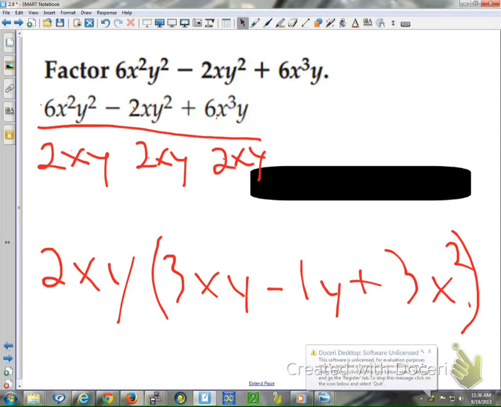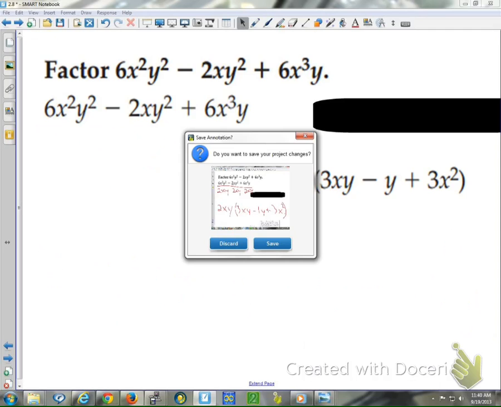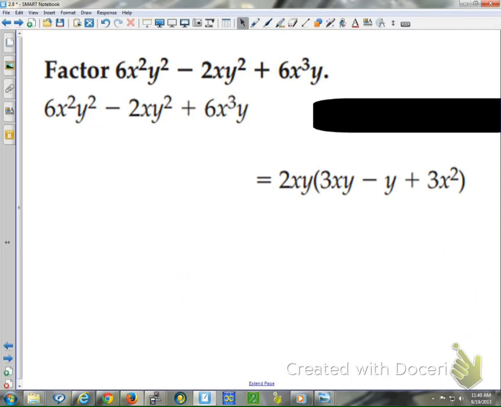This piece, I always thought it had a funny name. What's left after you factor something out is called a depressed polynomial. That's its actual name. And I always thought it was called that because it was sad that you tore part of it away. So you have your factored portion, you have your depressed polynomial, and it's factored. And there you go, 2xy times 3xy minus y plus 3x squared, which is exactly what we just had.